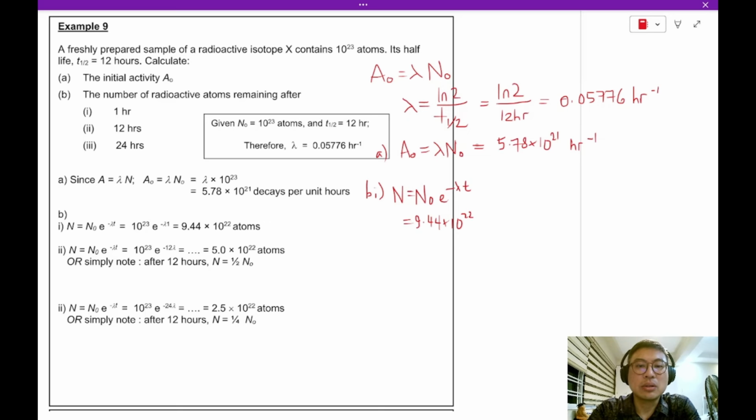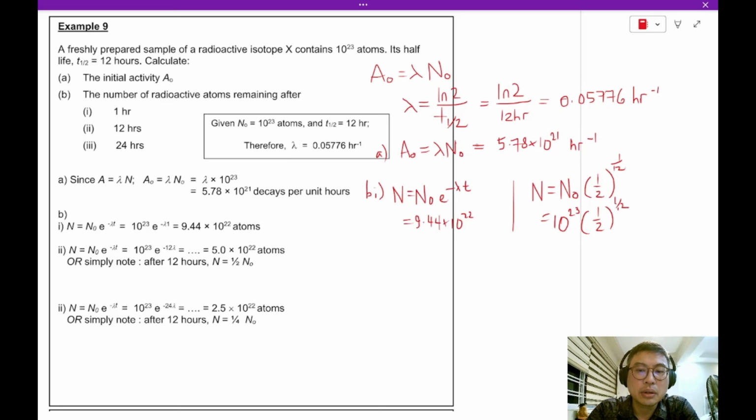Now, there's another way to do it. The other way is to say that N equals N0 multiplied by half to the power of the number of half-lives. Now, how many half-lives have passed after 1 hour? The answer is 1/12 of a half-life will have passed after 1 hour. So that is also going to give you the same result, and that will be 9.44 multiplied by 10 to the power of 22 atoms as well.